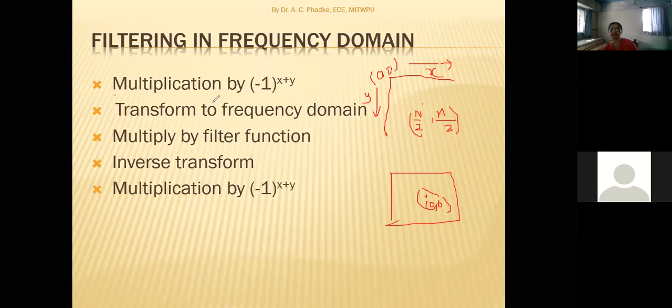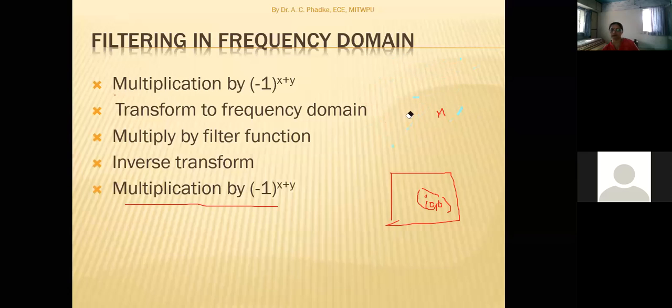Now, after this multiplication, we take the transform of the image, then we multiply it by the filter function, then we take the inverse transform. Now when we want to display it as an image, we need to adjust this origin back to the original position, that is the topmost left corner. So that's why we again multiply it by minus 1 raised to x plus y. But as far as filtering is concerned, these middle three steps are very important.